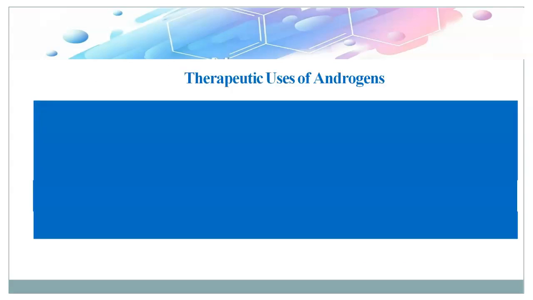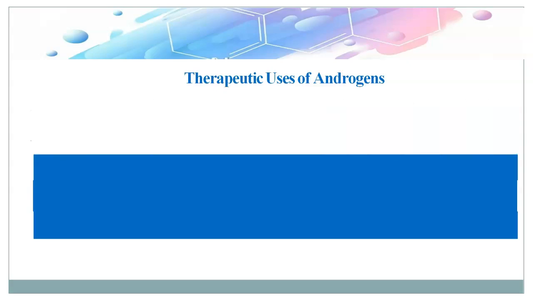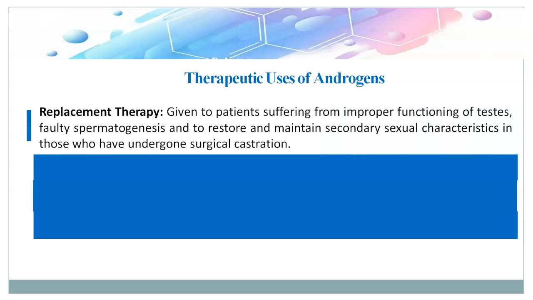Here about therapeutic uses of androgens. The first one is that it can be used for replacement therapy, given to patients suffering from improper functioning of testes, faulty spermatogenesis, and to restore and maintain secondary sexual characteristics in those who have undergone surgical castration.